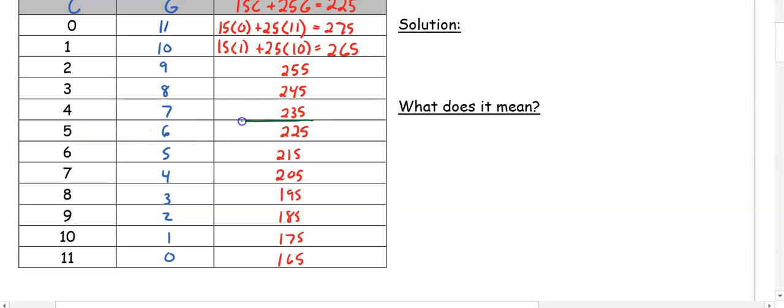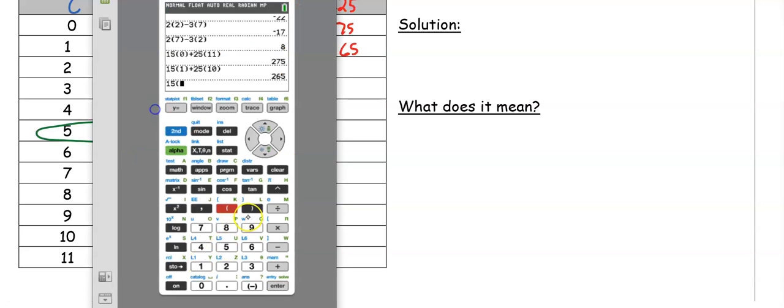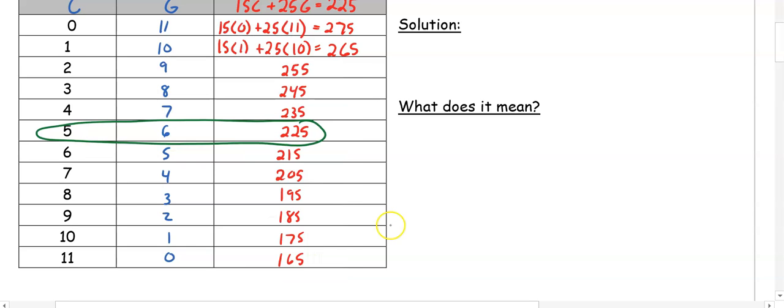Because I didn't put that one in the calculator, I'm just going to double check. 15 times 5 plus 25 times 6. Okay, and that gets us 225. So our solution would be 5, 6.